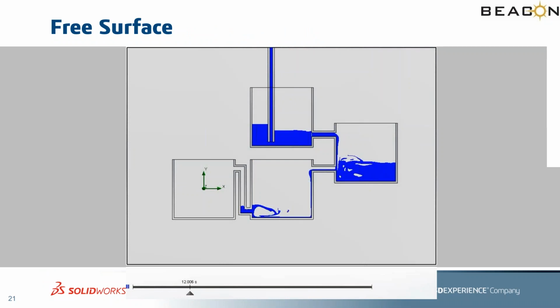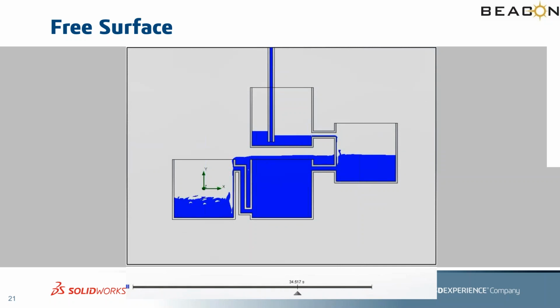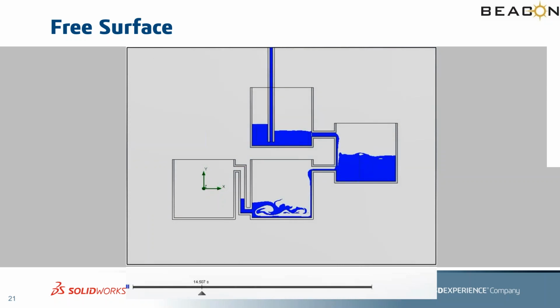What are the capabilities we have in SolidWorks Flow Simulation? What we call a free surface. This is a new tool which has been implemented in SolidWorks Flow Simulation 2018. So we can basically find out how things are going to work out on a free surface level. This is one of the very good and powerful tools implemented in SolidWorks Flow Simulation in 2018.